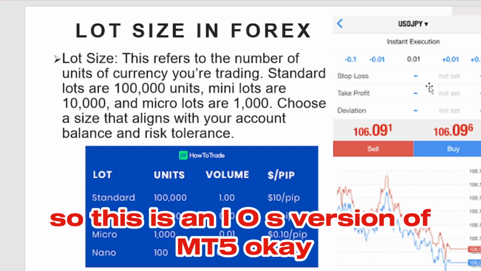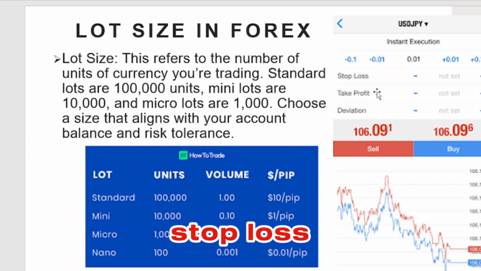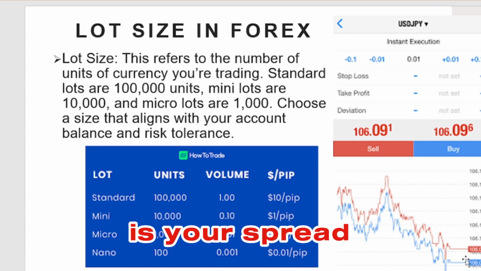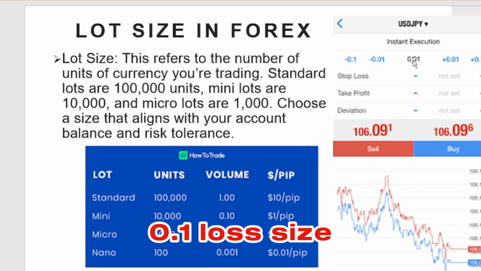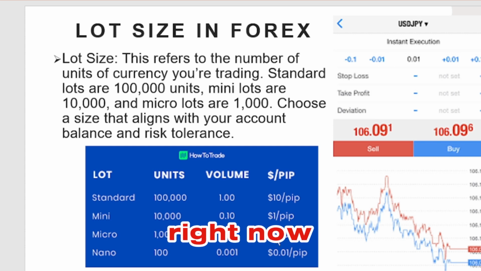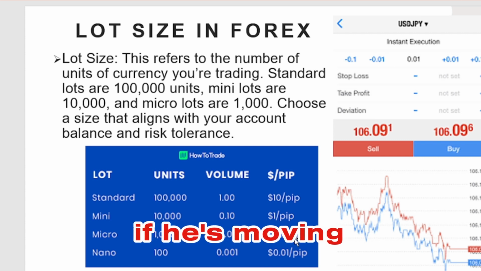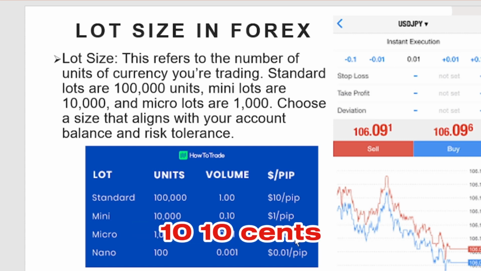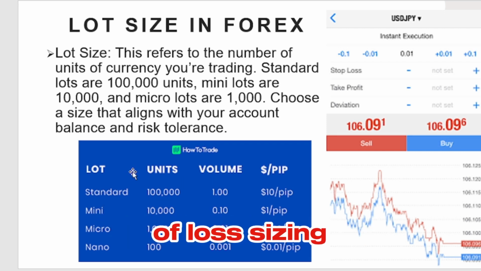So this is an iOS version of MT5. Here is your stop loss, take profit, where you buy, where you sell. This is the difference between your bid price and your ask price. The middle is your spread. Opening 0.01 lot size, if I click buy right now, I'm going to be making or losing 10 cents. If it's moving in my favor, I'll be making 10 cents. If it's moving against me, I'll be losing 10 cents. So this is just the simplicity of lot sizing.